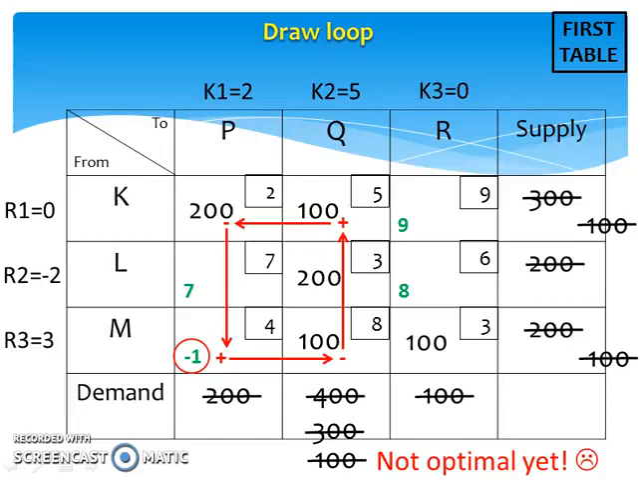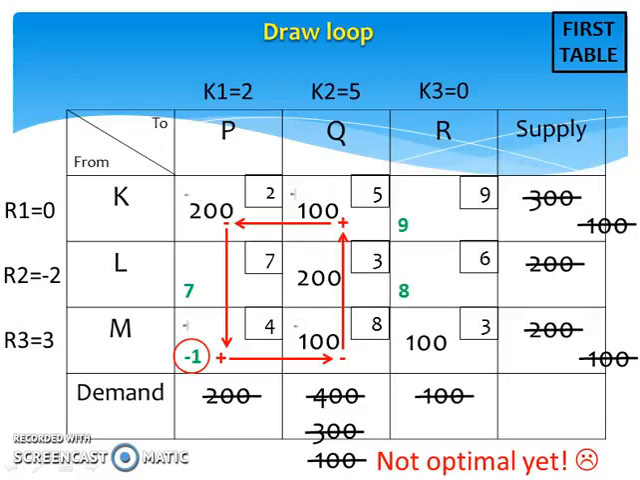Next, look at the loop, look at the squares with minus sign, and look at the values assigned. Choose the smallest value. Here, between 200 and 100, the smallest value is 100, so add 100 to the assigned value at the square with plus sign and subtract 100 from the assigned value at the square with minus sign.